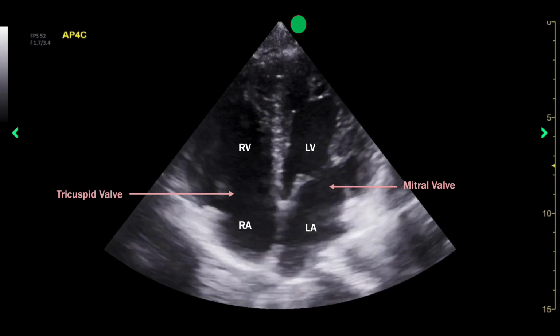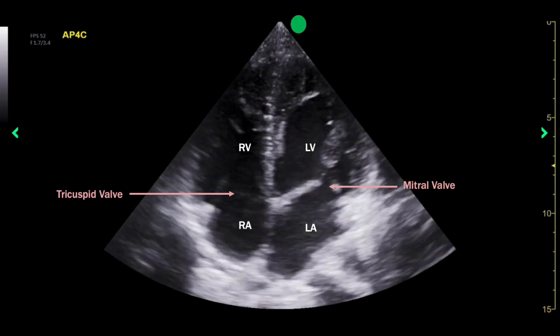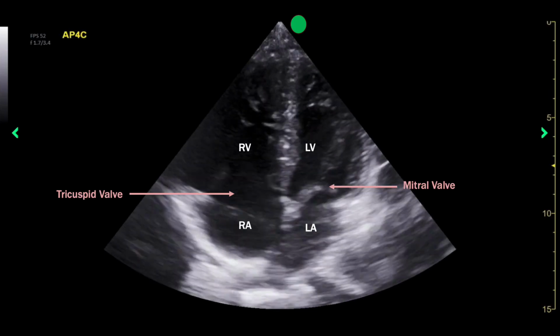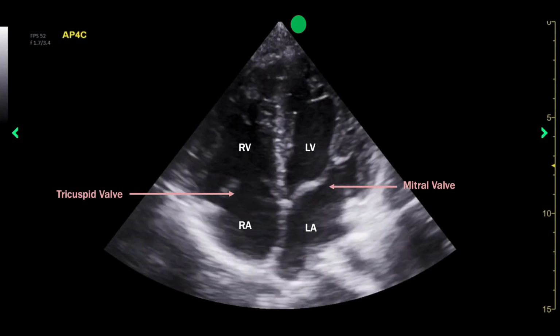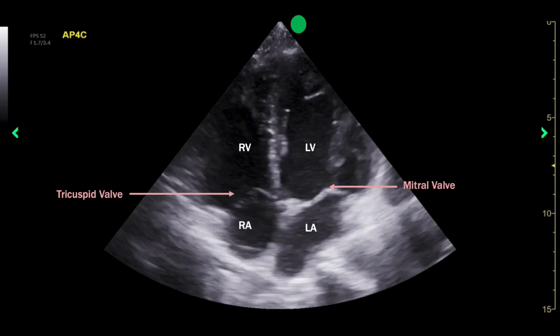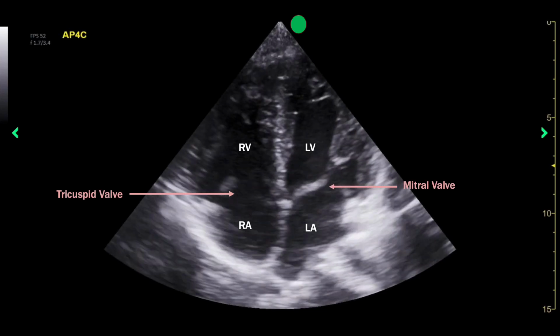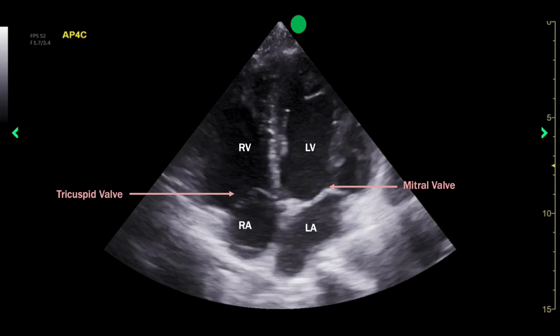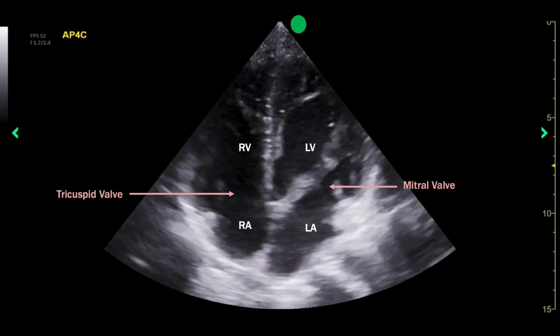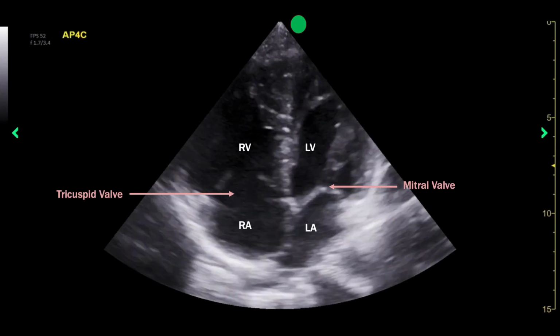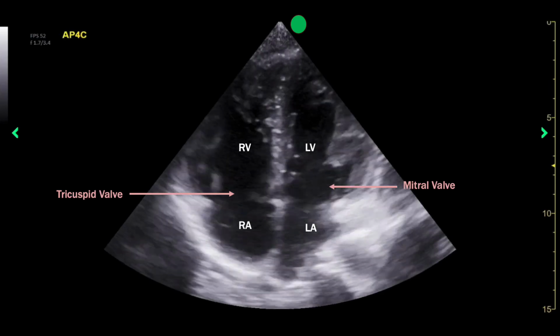So we can look for vegetations. We can throw some color Doppler to look for regurgitation. And then we can also do other calculations that are a little bit more advanced to determine pressure gradients between the different chambers and the velocities of the flow through the valves. And lastly, again, like I keep mentioning in every picture, we can assess for pericardial effusion.